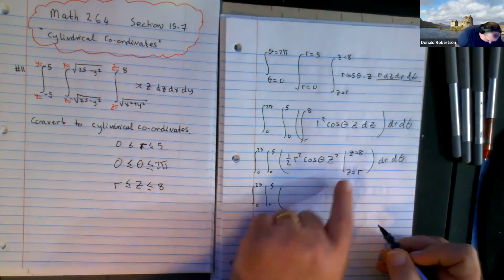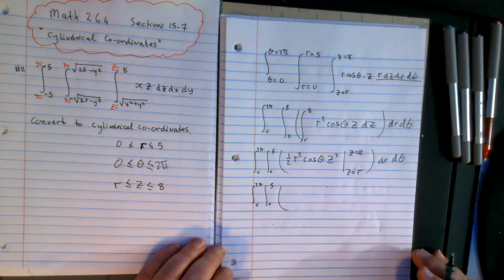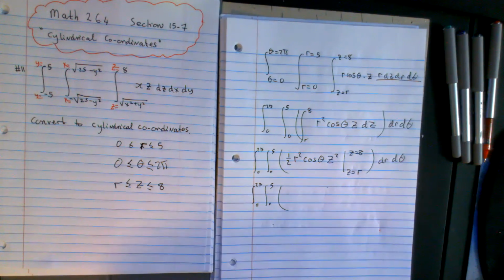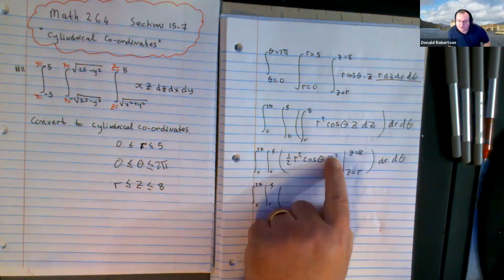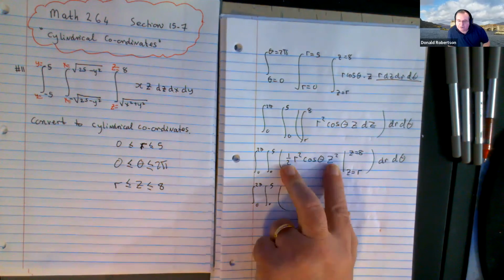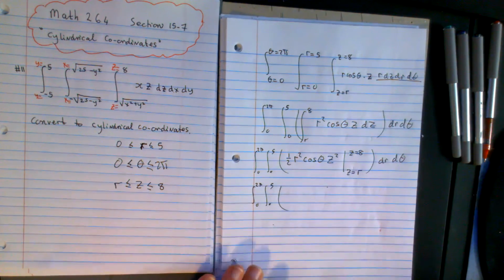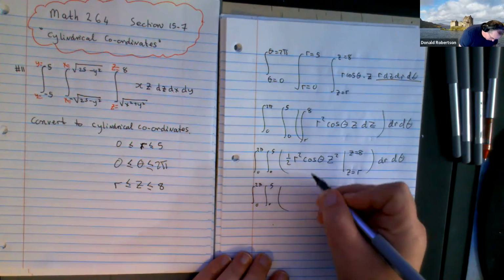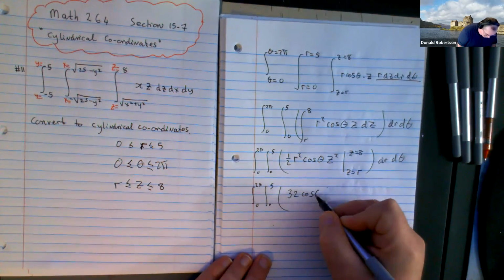If you plug in 8 here, you get... Question? Yeah, how come it's 1/2 r squared instead of...? It's the z that I'm integrating, so it's a half z squared. I just separated them. Yep, sorry, thank you. Right. Okay, now you plug it in. 8 squared is 64. Half of that is 32. So I'm going to get 32 cosine thetas.